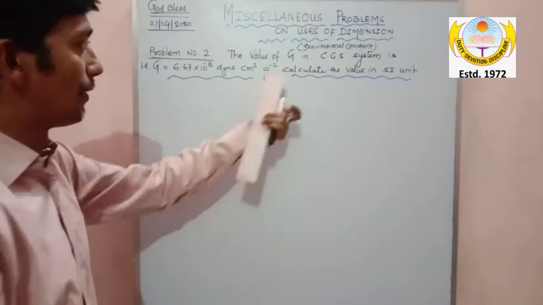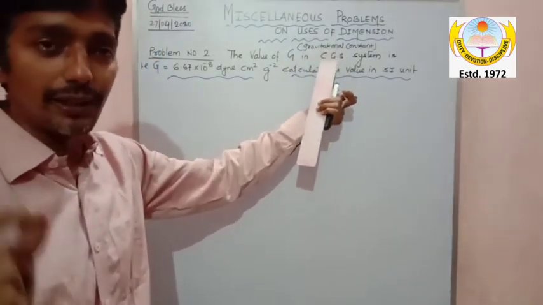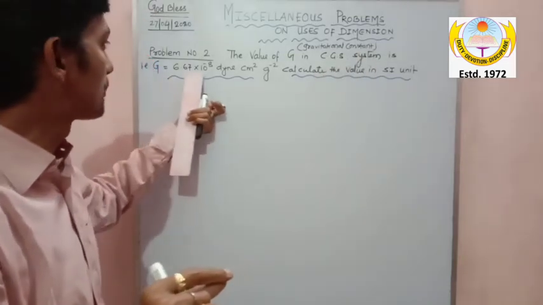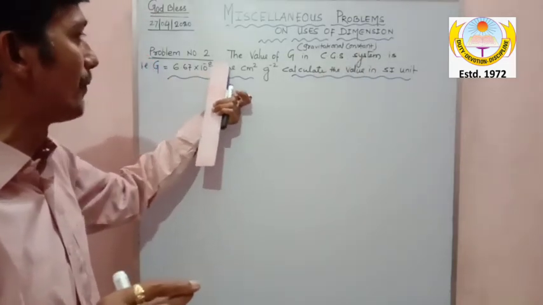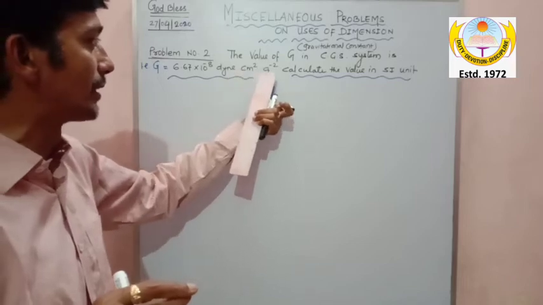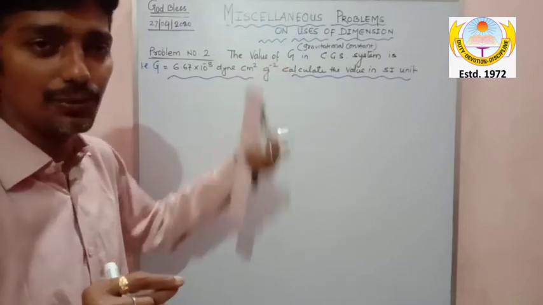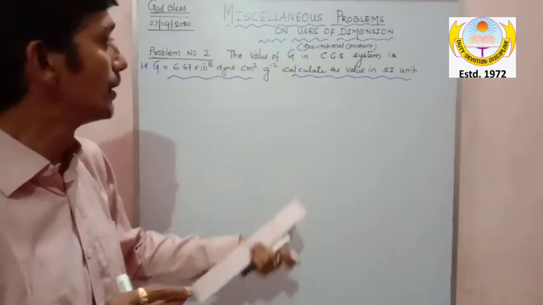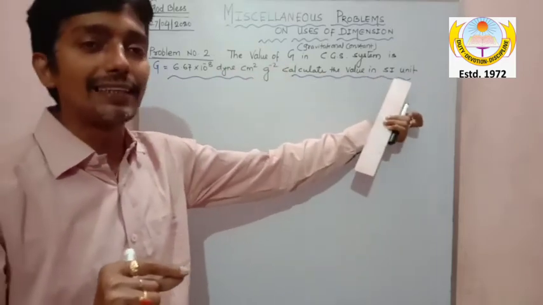So the value of capital G, that is the gravitational constant in CGS system, is given as 6.67 into 10 power minus 8 dyne centimeter square gram power minus 2. Calculate the value in SI unit.